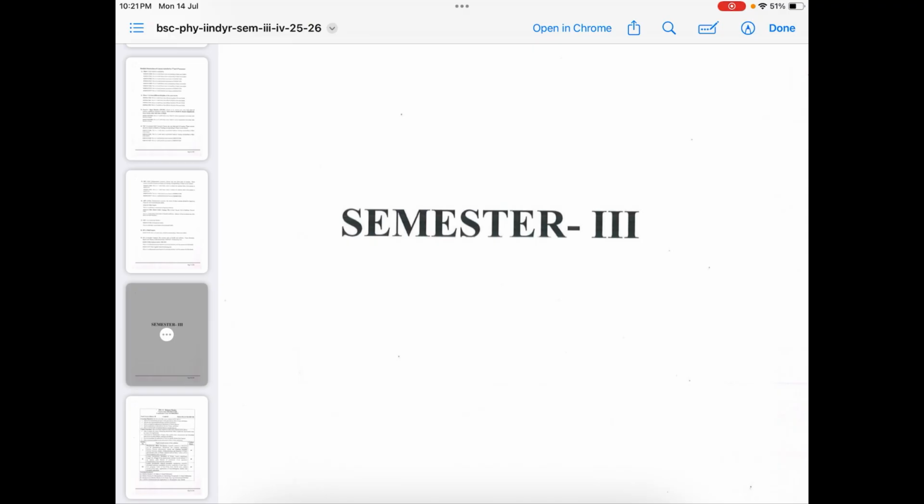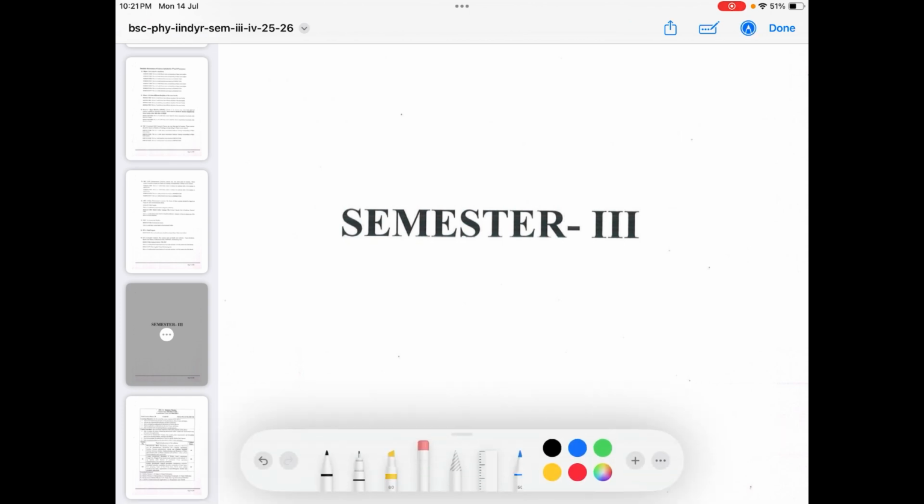For semester 3rd, from this academic year 2025-26, the new syllabus is here. In today's lecture, we will introduce this syllabus and what points or sub points we are going to learn for this semester. This lecture is made to introduce students to the syllabus of B.Sc. second year.